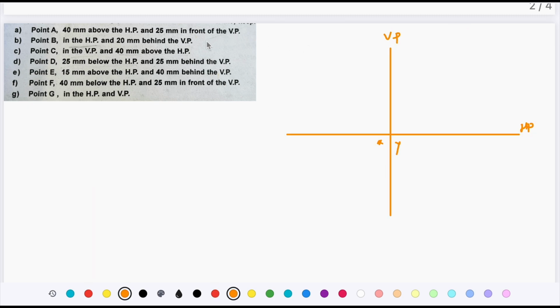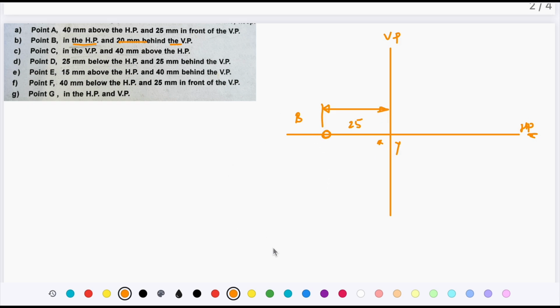Now let's consider point B. Point B is in HP. So the point is located on this horizontal plane. It might be in front of vertical plane, or behind vertical plane. So another reference is 25 behind vertical plane. So point is located over here. This is our point B. It is in HP and 25 mm behind VP.